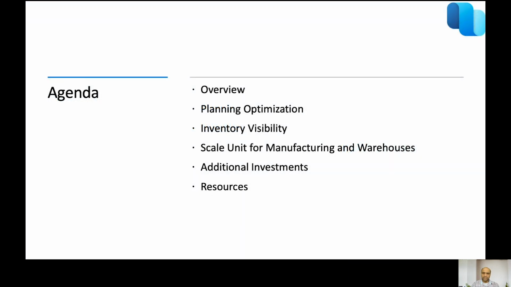What we have as part of the session today is to give you a quick overview of what makes up the Dynamics 365 supply chain management solution today. And then we'll talk about three key initiatives that we are adding as part of the supply chain management set of capabilities. We'll also touch on a few additional investments that we are bringing in as part of the October update, and a few resources that you could take a look at post-session to get more details on all of this, plus more that we are bringing in as part of the update.